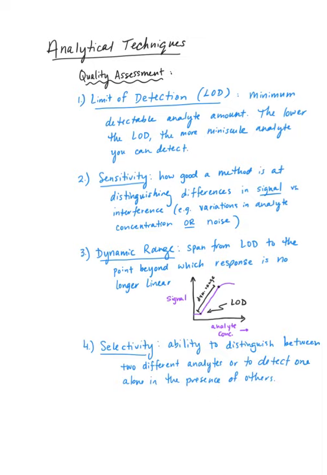Lastly, we discuss selectivity. This is the ability of a technique to distinguish between two different analytes, or to detect an analyte alone selectively in the presence of other analytes that we might not be interested in.